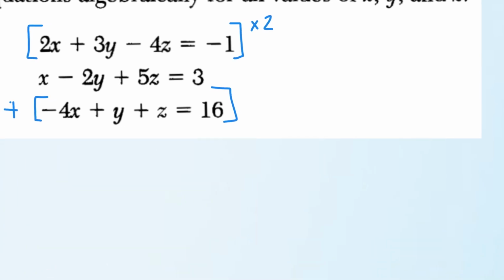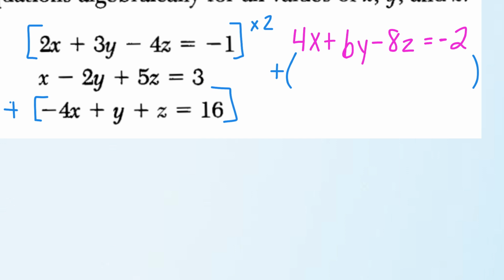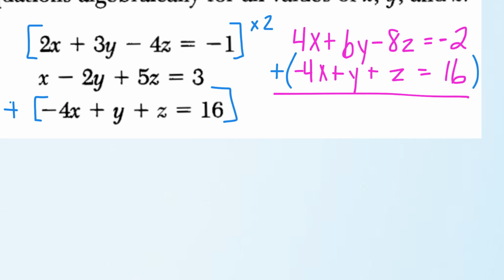So this top equation will become 4x plus 6y minus 8z equals negative 2. And then we're going to add the other equation, which is negative 4x plus y plus z equals 16. And this will give us a new equation of 7y minus 7z equals 14.